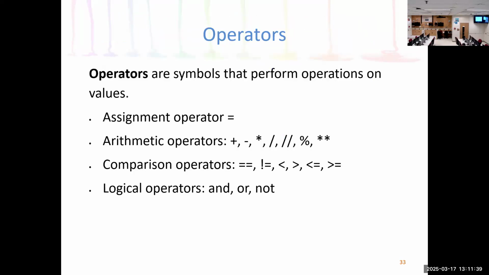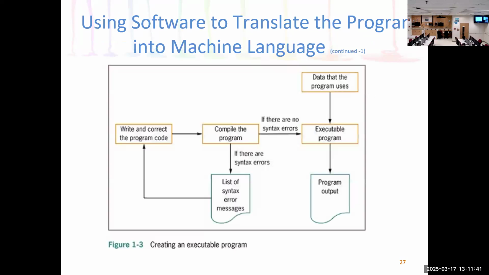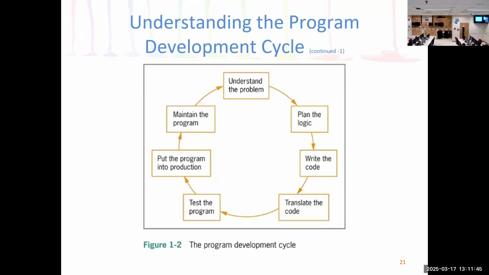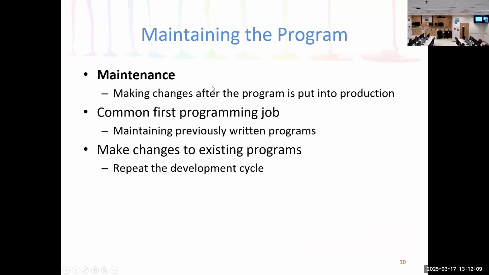Okay, so now come back to the software development cycle here, right? You understand the problem, identify what is the input, what's the output, and so on. Plan the logic. That means you have to build up the instructions, the algorithm here. Right? So basically, in the process of planning logic, normally you have to work on this one here.